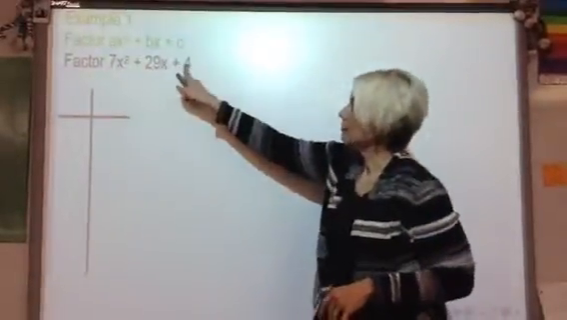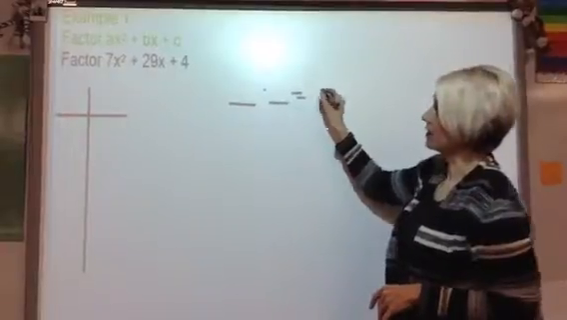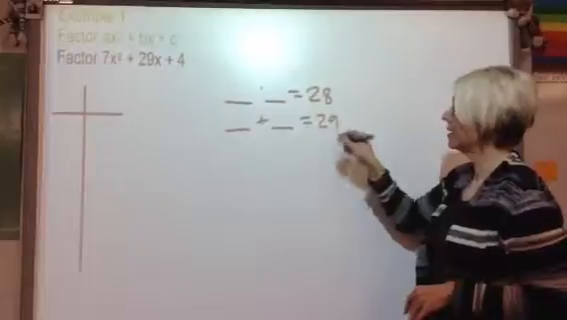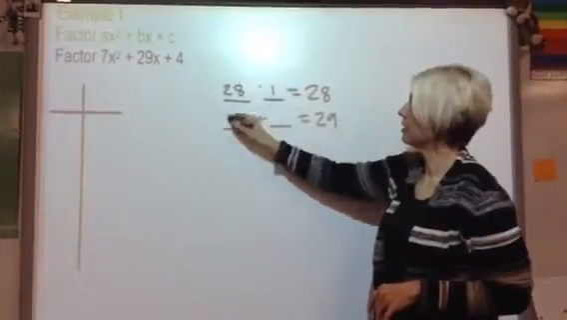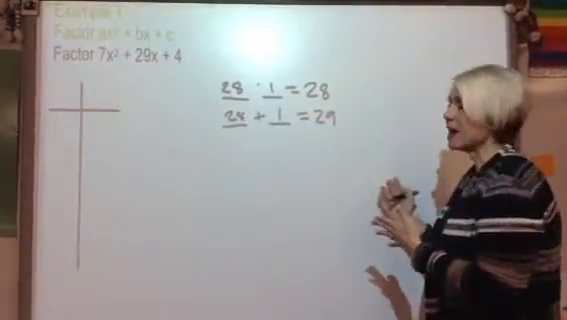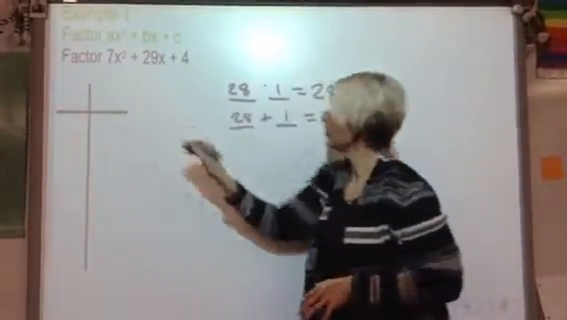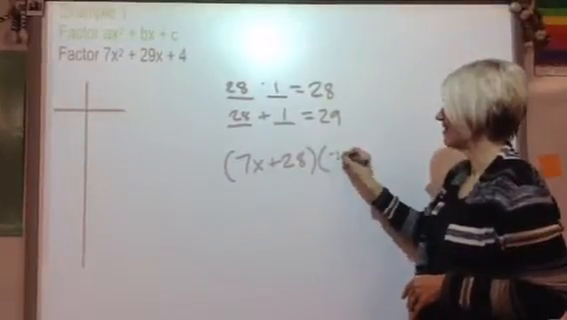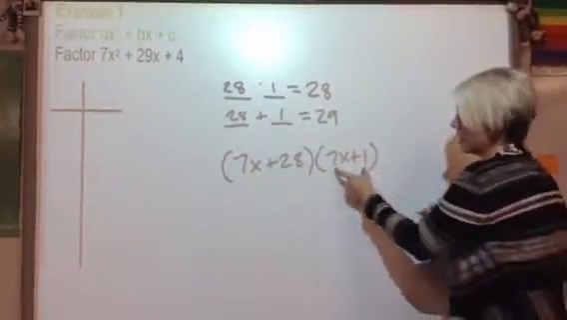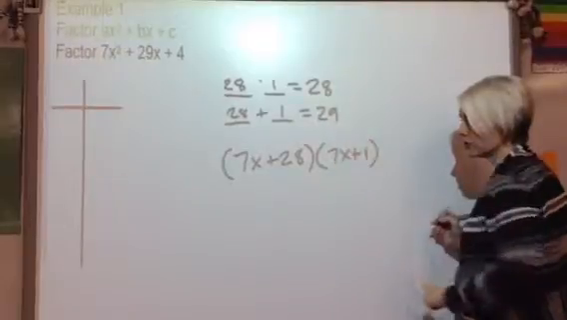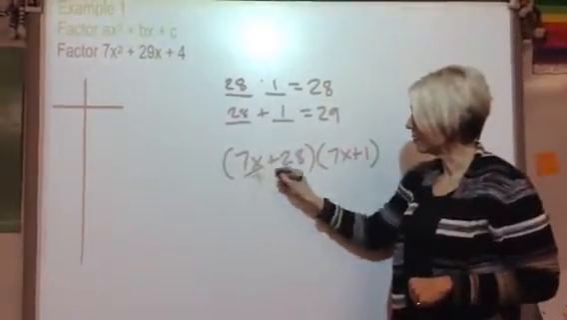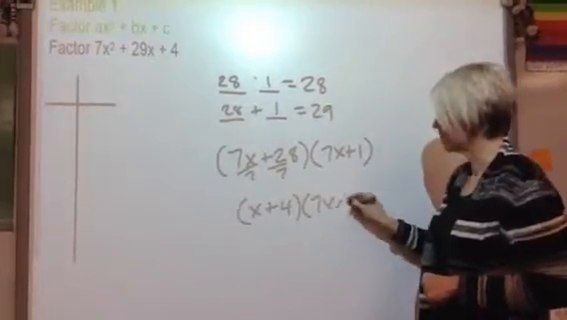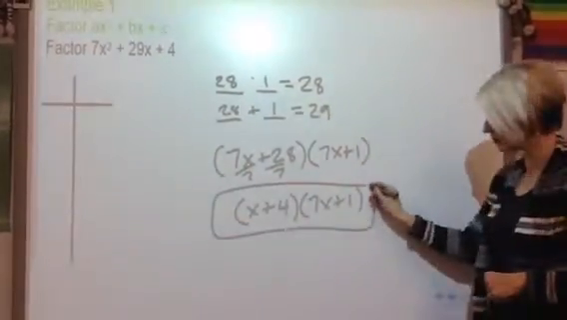So first term times last. So we're looking for a product of 28 that would give us a sum of middle term, which is 29. So would you agree that that's 28 and 1? So if we're doing the AC method, we are going to keep that first number in front, so that's going to be 7x plus 28, and we have 7x plus 1. These do not factor, so this is one of our solutions for sure. These we can divide both by 7, right? So we have x plus 4 times 7x plus 1, and then these are our two binomials.